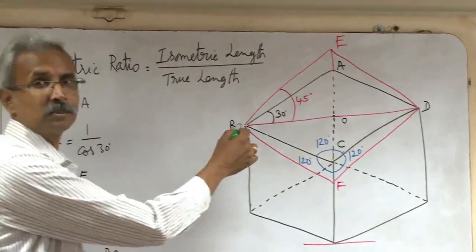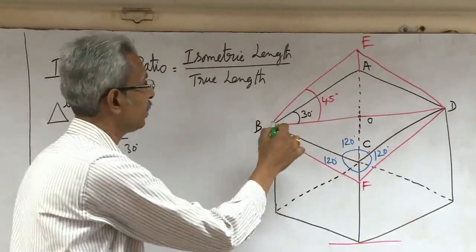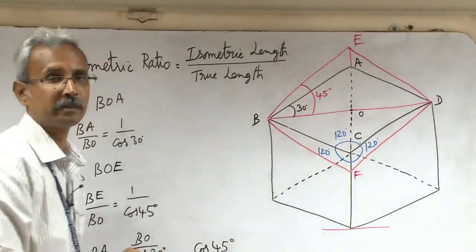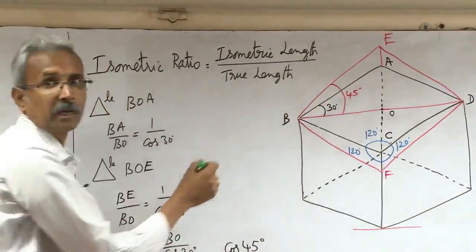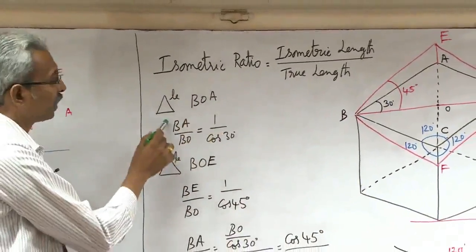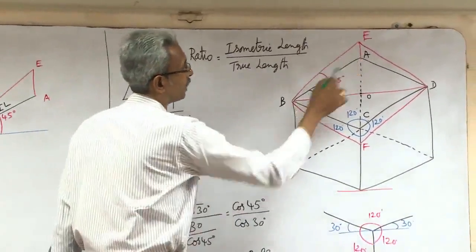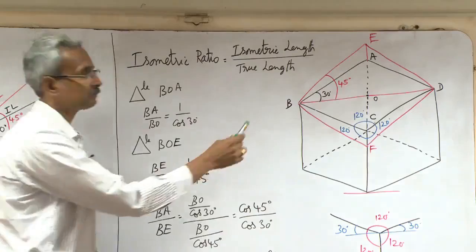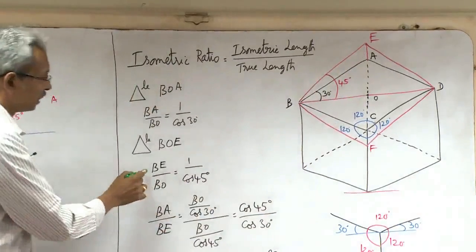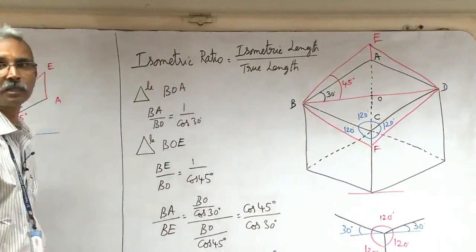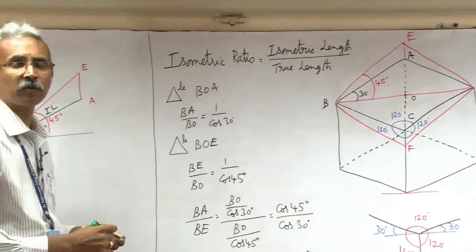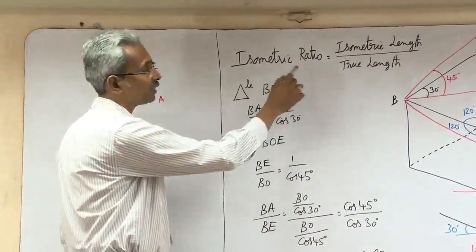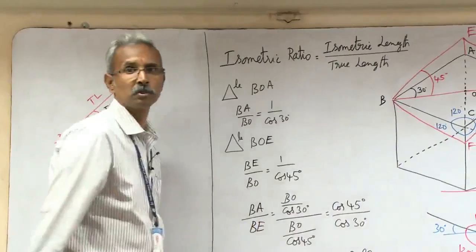So now we will take these two triangles BOA and BOE, and this is 30 degrees and this is 45 degrees. In triangle BOA you have BA by BO, that is 1 by cos 30. Similarly, in triangle BOE you have BE by BO equal to 1 by cos 45. So now from this we need to find out the ratio between the isometric length and the true length of the object.